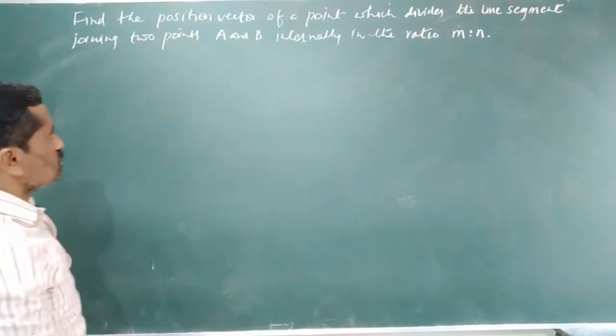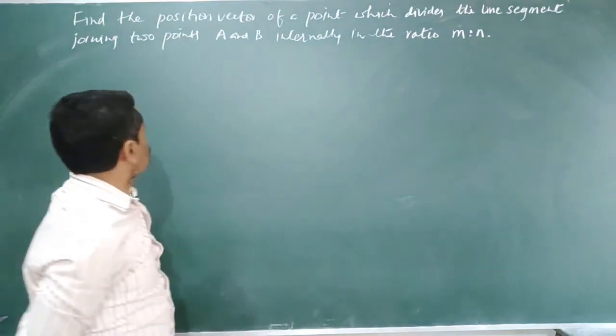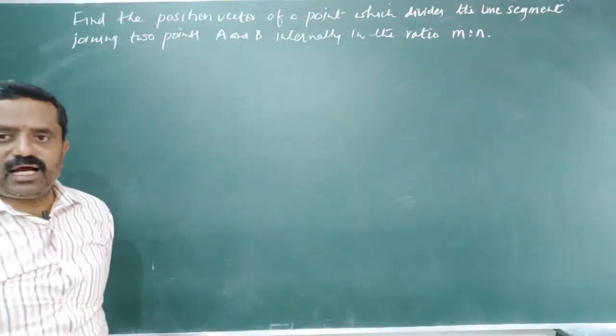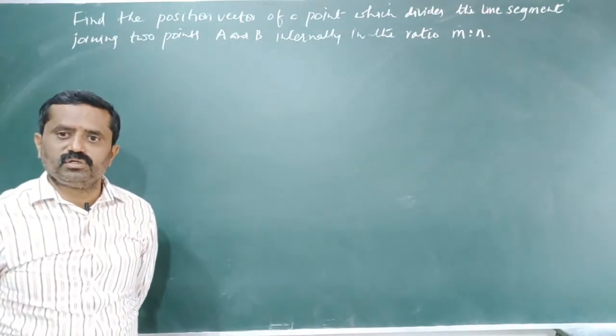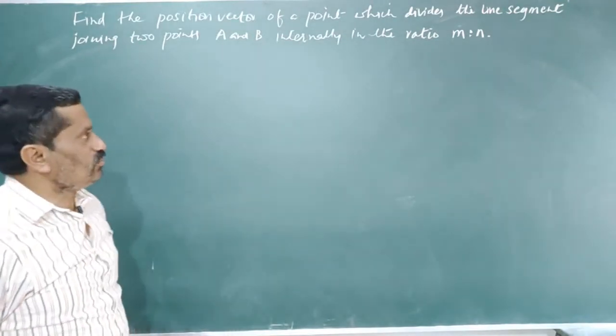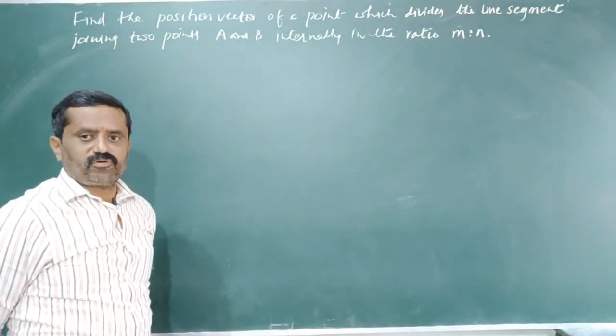Next, find the position vector of a point which divides the line segment joining two points A and B internally in the ratio m is to n. We have to find the position vector of the point.